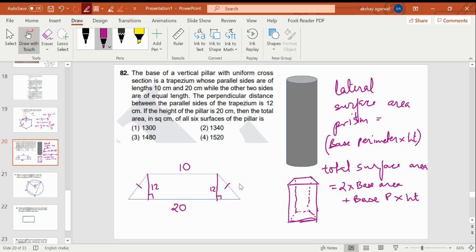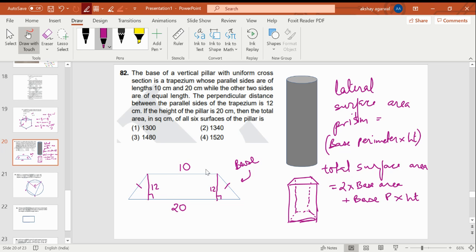So let's come to the base. So this was our base, the trapezoid. All right. First of all, can we find the perimeter? For the perimeter, we need all four sides. We know the two parallel sides. So can you find the two non-parallel sides?